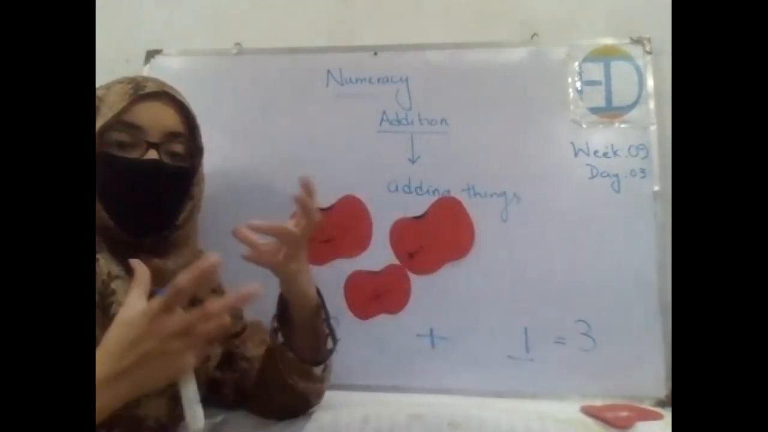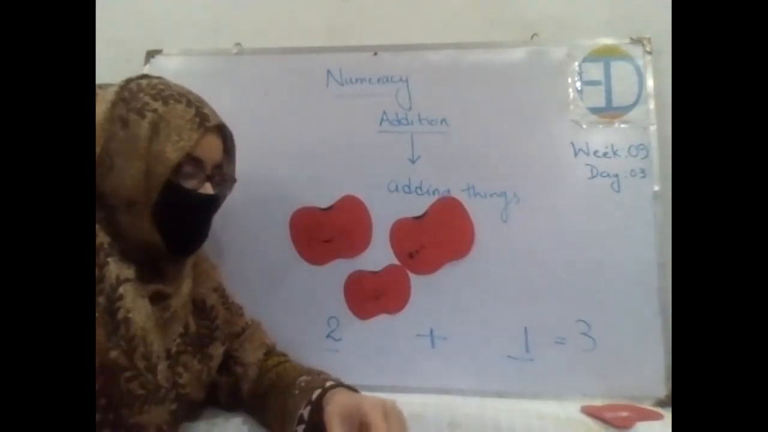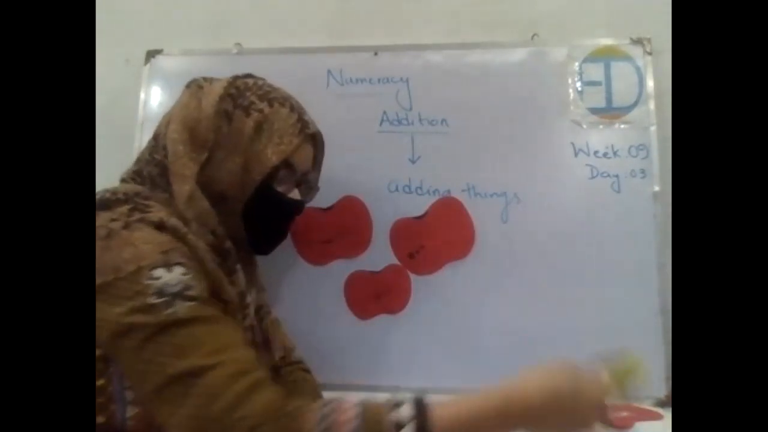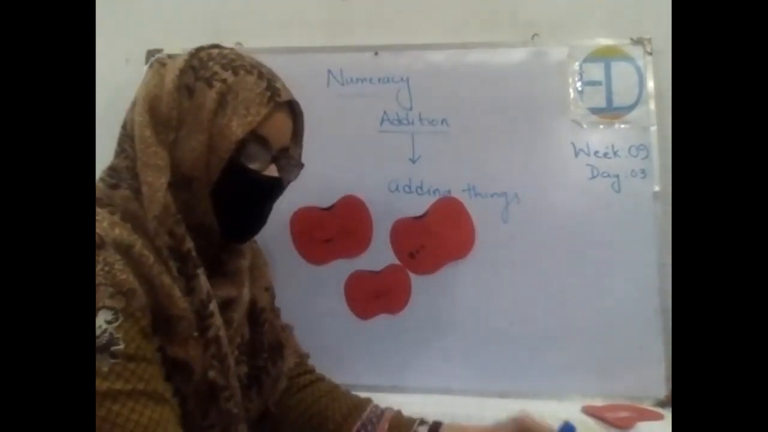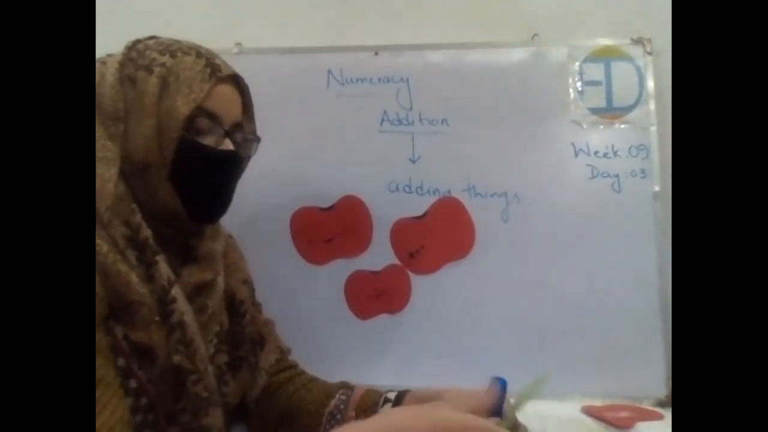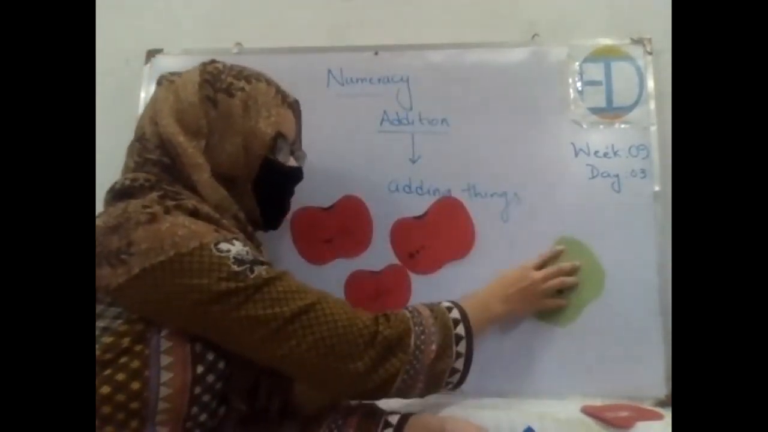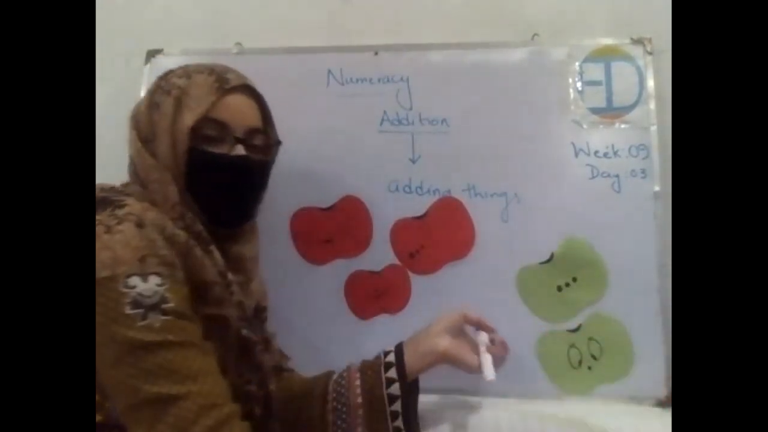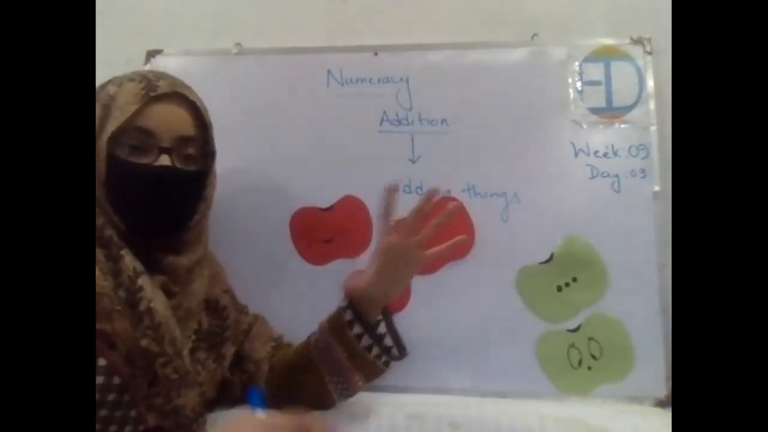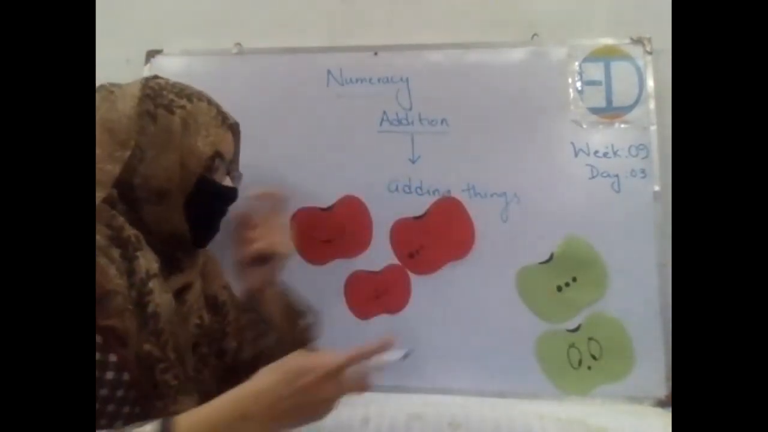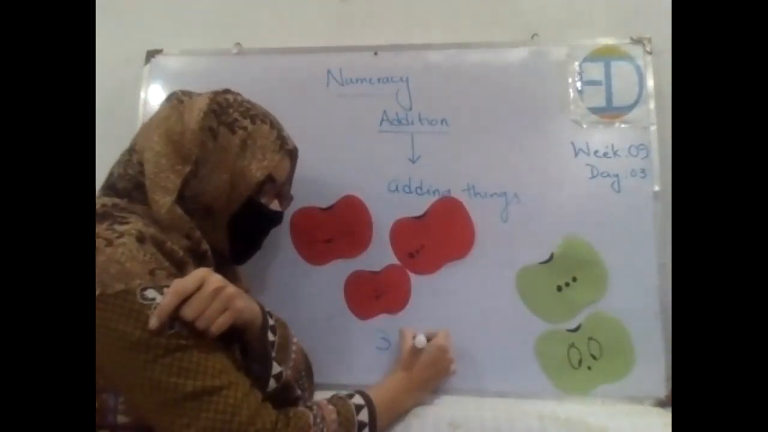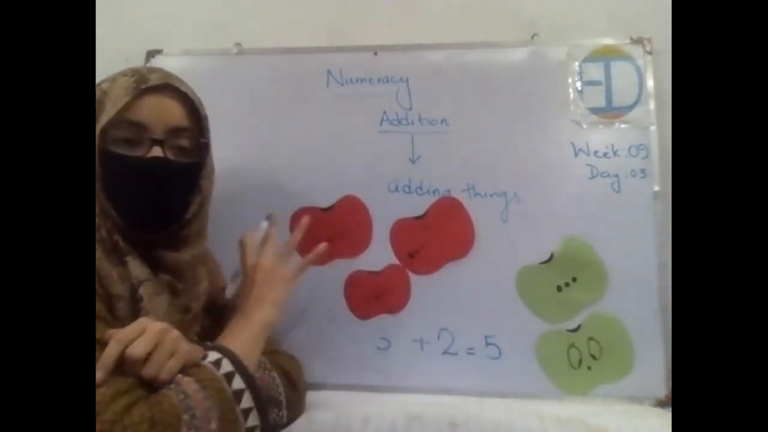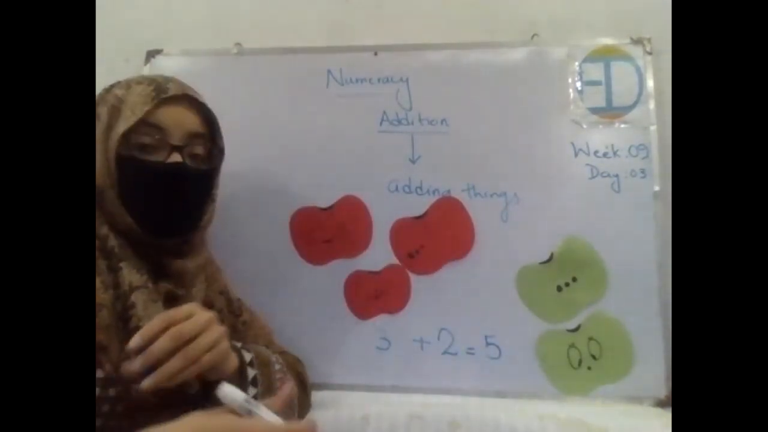In addition, basically we put things together, right? Now similarly, let's see, you have 3 apples and your brother brought 2 more. Or let's say you have 3 apples and your brother has 2 apples, and he wants you to collect that, how many apples both of you have together. So what you will be doing, 3 plus 2 equals 5. This means that both of you have 5 apples together.